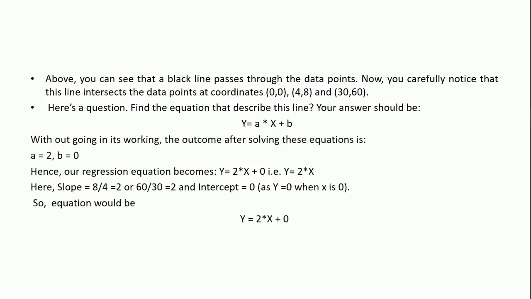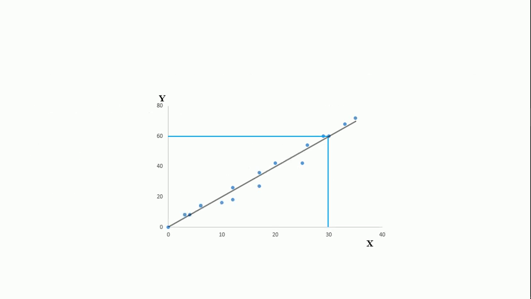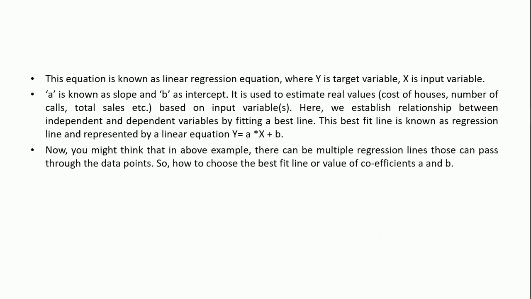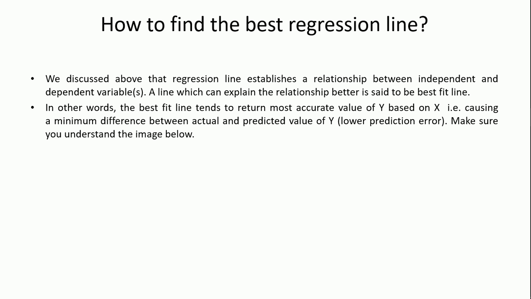Now the question arises: there can be many lines that can be drawn through these points. Why only this line? So we actually have to find the best fit line, and according to that we have to determine the relationship. The next point will be how to find the best regression line. There may be multiple lines, so which is the best?